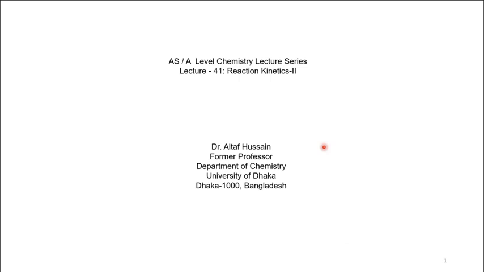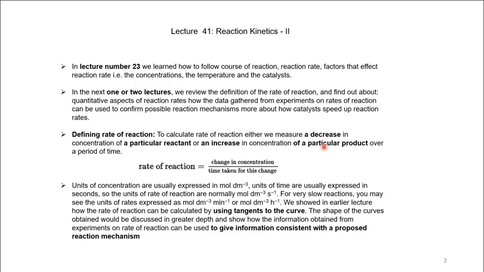We were arranging a lecture series on AS and A-level chemistry, and this is the 41st lecture on reaction kinetics. Well, we have been talking about reaction kinetics, which we named as reaction kinetics 1, and that is the reaction kinetics syllabus for AS level chemistry. But in A level chemistry, we continue with more quantitative data on reaction kinetics and how we measure, etc.